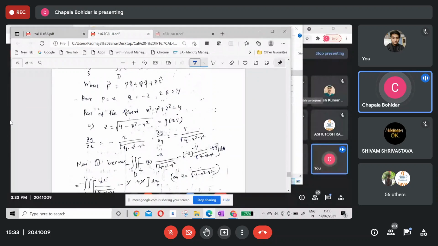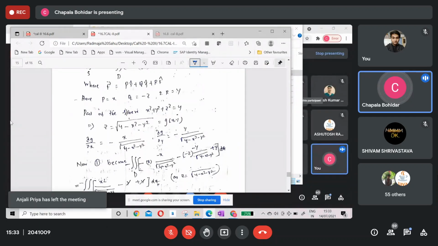So it is here. Now, from here, part of the sphere, z is equal to the square root of 4 minus x square minus y square, so it is a function of x, y. So del g by del x, when we solve, is 1 by 2 and 2x, so the 2 cancels out, and we get minus x over z. Then del g by del y is minus y over z. Then del g by del x into p is minus x over z into this, and del g by del y into q is minus y over z into this, and plus r is our y.